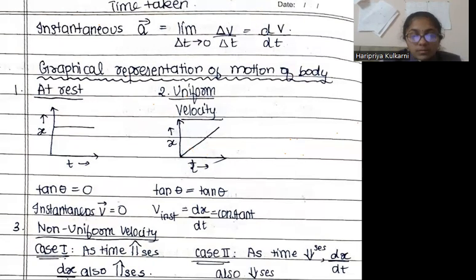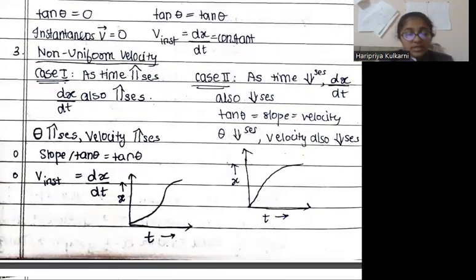In the second case, that is uniform velocity. Now coming to non-uniform velocity. In this, we have two cases. As time increases, dx by dt, that is velocity, also increases in non-uniform velocity, right? So if this theta increases, velocity increases. As you can see, here it has increased, so as theta increases, the velocity also increases, that is, the slope tan theta increases, right? And here in case 2, as time increases, dx by dt decreases. Tan theta, which is the slope, which is velocity, also decreases, right? Now, coming to the next thing.